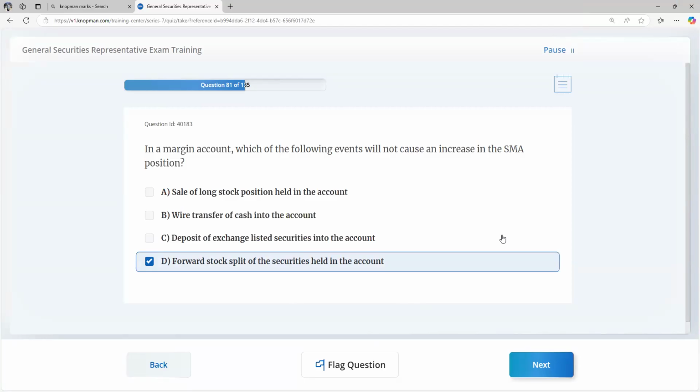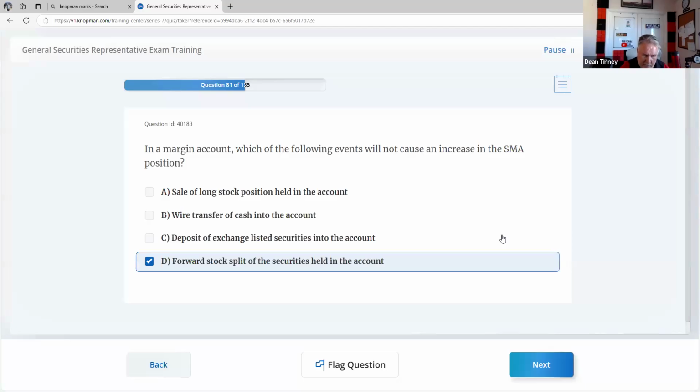You sell stock, you pay down the debit, equity goes up. You send me cash, equity goes up. You give me more collateral, equity goes up. They do a 2-for-1 split, market value doesn't change.